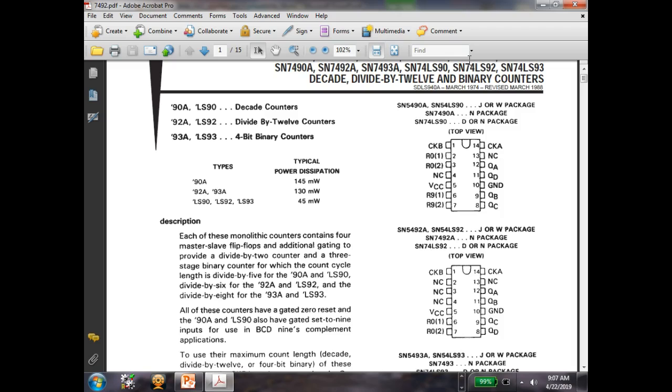You've seen a lot of 7490s and the 7493s. 7490s are BCD counters. 7493s are binary counters. So these guys we have to connect kind of strange, and I'll have to show you that, because this is the one we'll do the lab on.